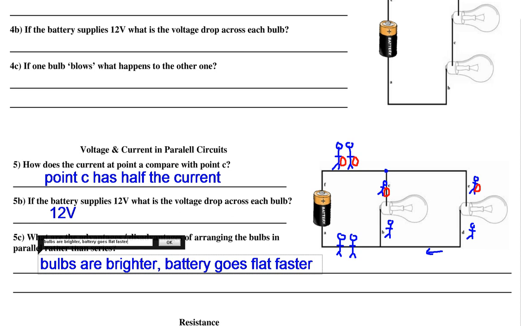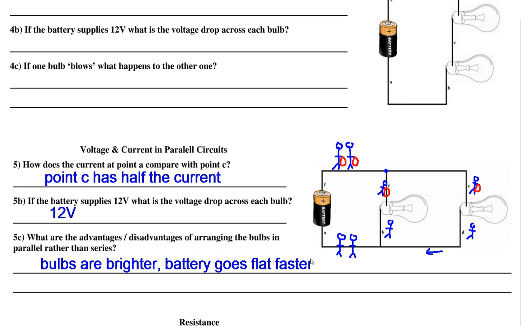And lastly, one other advantage in this case, if you can imagine, if this bulb blows, then the other one will keep going because there's a separate pathway that the electrons can flow through. There's still a complete circuit. So advantages, the bulbs are brighter. If one goes out, the other one keeps going. But the disadvantages, the battery does go flat a bit quicker.